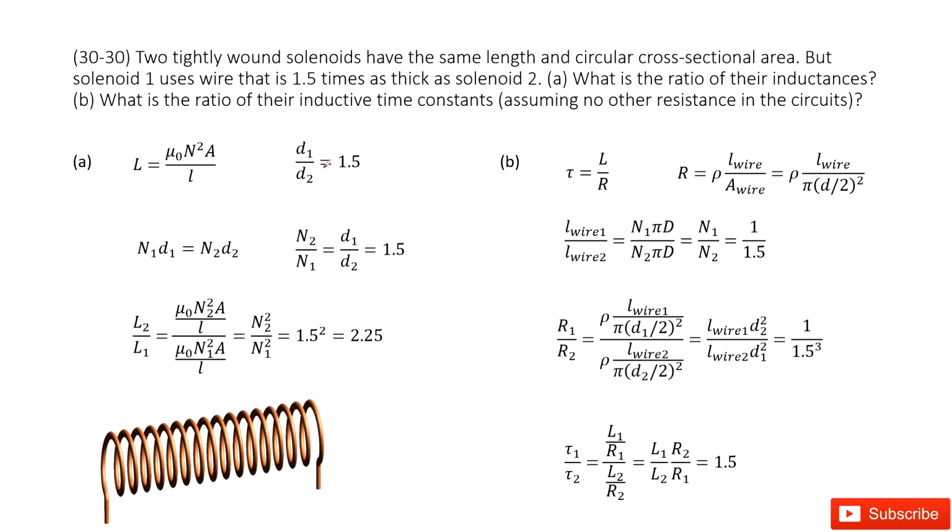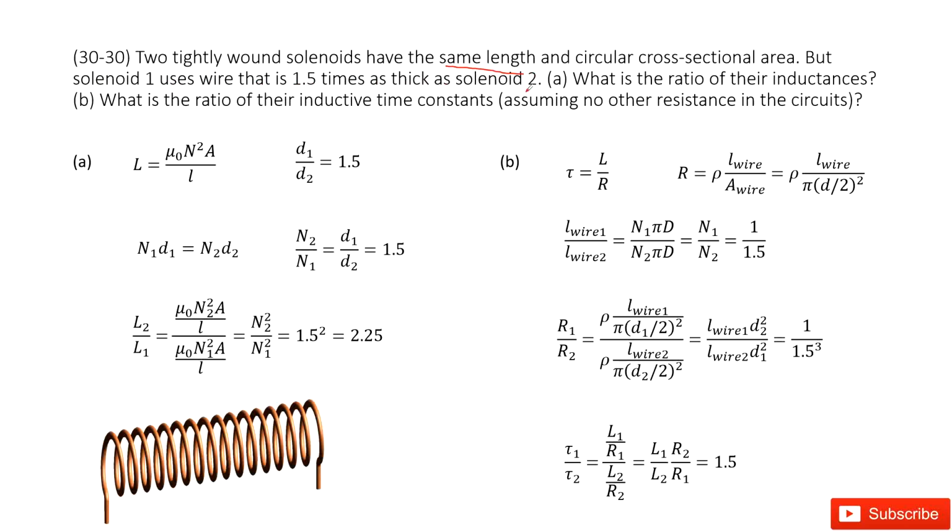Let's look at problem 30 in chapter 30. Chapter 30 is about inductance, electromagnetic oscillations, and AC circuits. You can see now we have two solenoids with the same length and circular cross-sectional areas. But the first solenoid, solenoid 1, uses wire that is 1.5 times as thick as the second one, right?